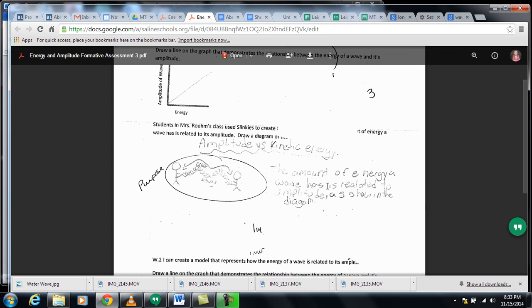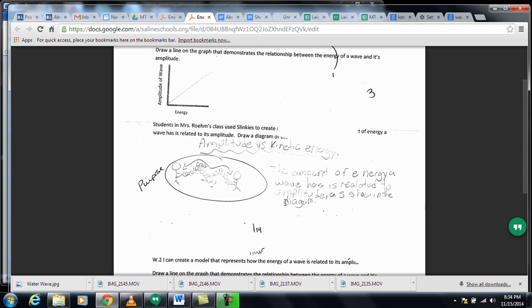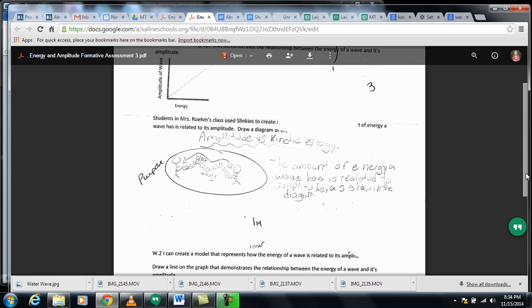Next, this is a very common mistake that 7th graders make. This student has added a caption that says, the amount of energy a wave has is related to the amplitude as shown in the diagram. Students want to make just a general statement that the energy is related to the amplitude. However, this isn't enough. They have to be able to demonstrate and explain what is the relationship, that as the energy increases, the amplitude increases as well.